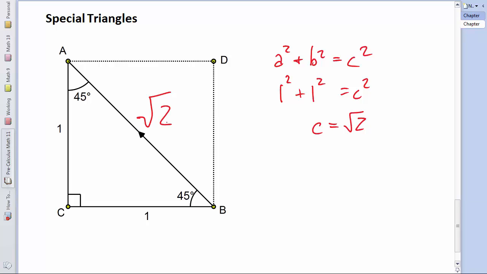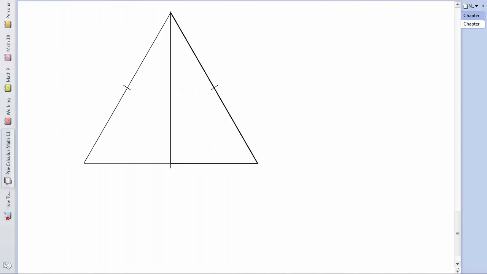Now, if we go ahead and look at the trig ratios for this triangle, we get the sine of 45 is 1 over root 2, the cosine of 45 is 1 over root 2, and the tangent of 45 is 1. The other triangle that we'll look at is the 30-60-90.